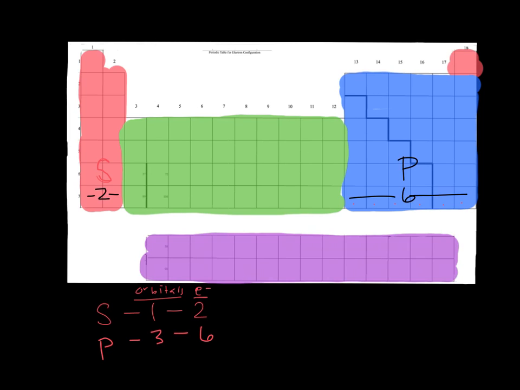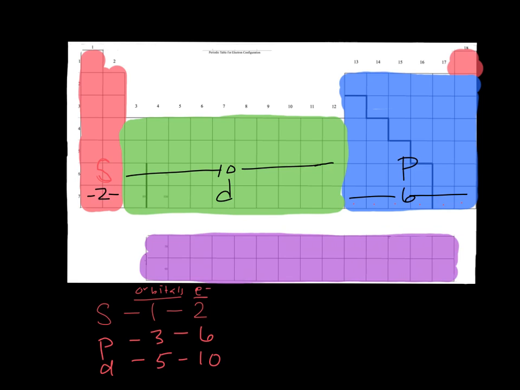Now, the D sublevel is 5 orbitals and can hold 10 electrons. And so the middle green part is the D block because it's 10 elements wide.